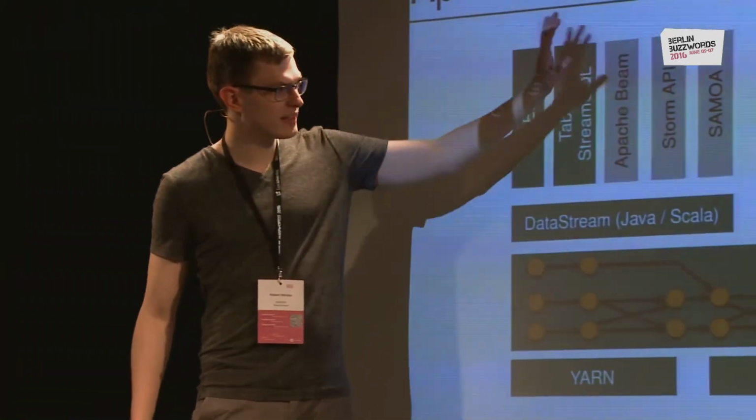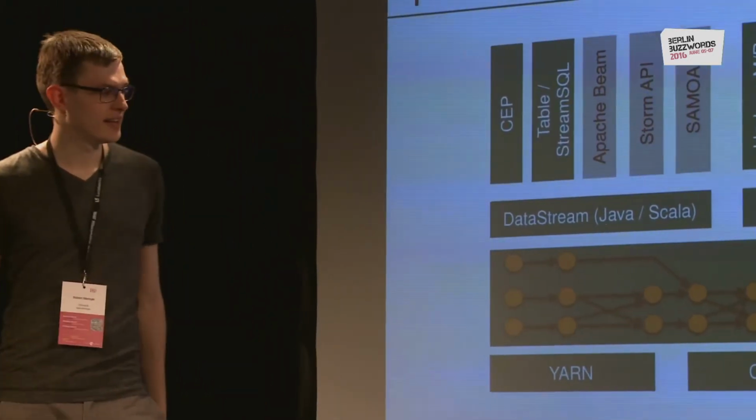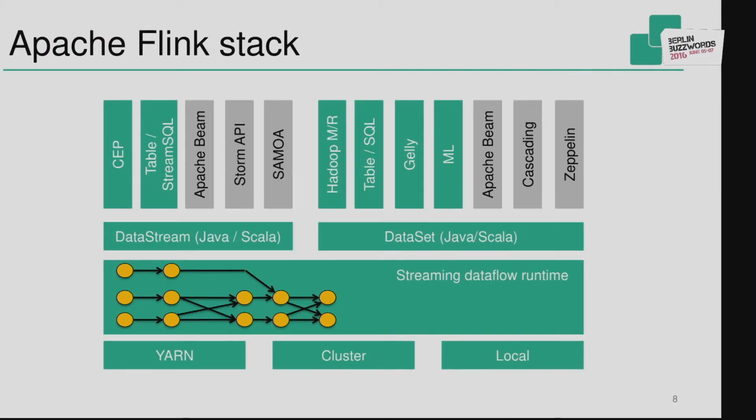And to do that, I'm suggesting to use Apache Flink. And this is the Apache Flink stack. So when you're downloading Flink from our website, you're getting this entire stack. And the core of the stack is this streaming data flow runtime. It's an engine that allows you to execute data flow graphs in a distributed system.